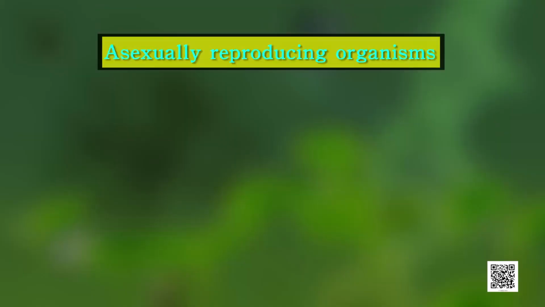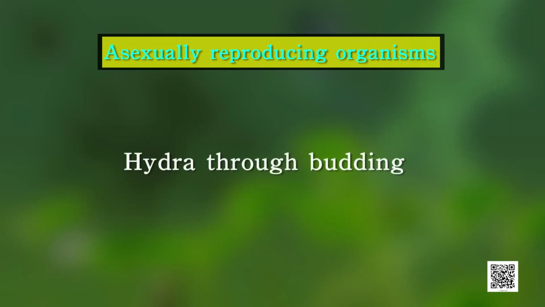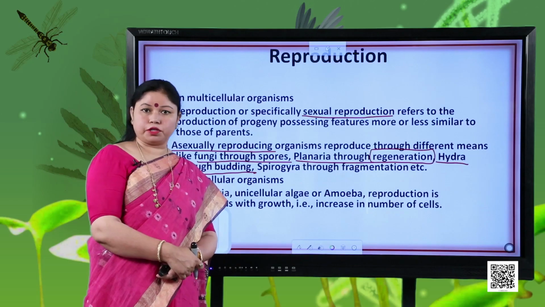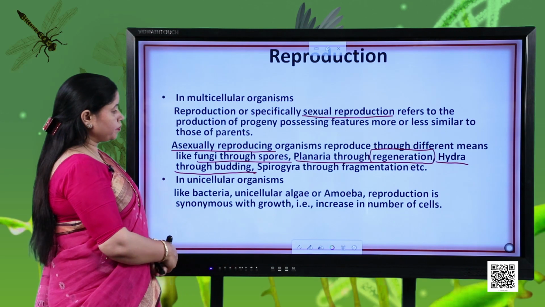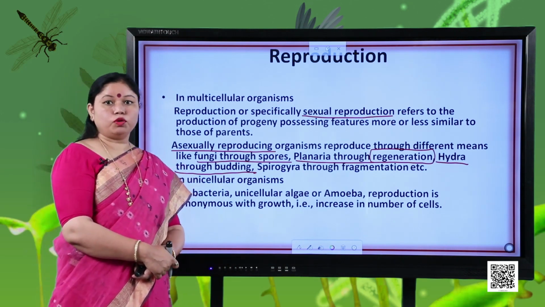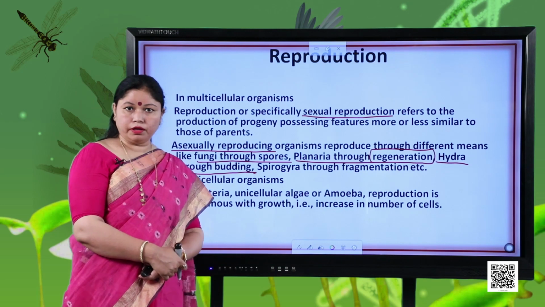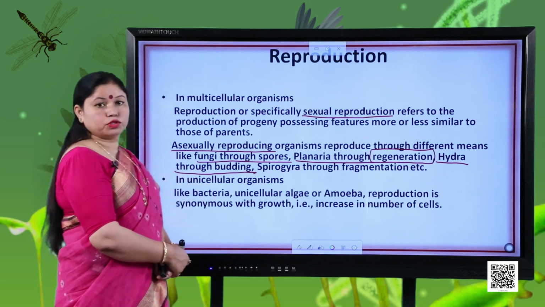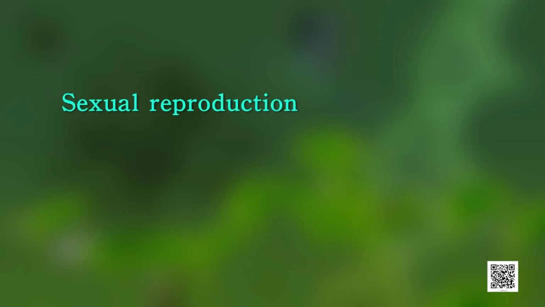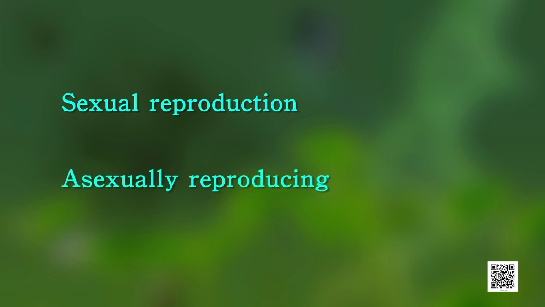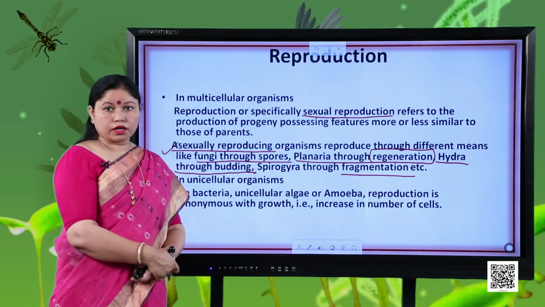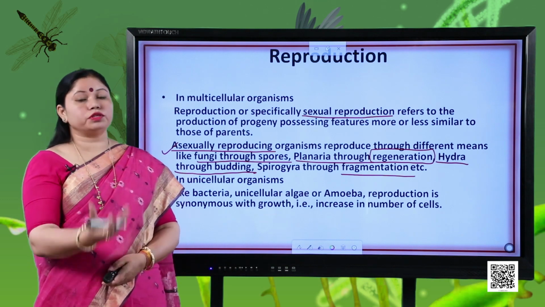Hydra: you must have heard the word budding. That budding is a process of reproduction. It's a process of asexual reproduction in Hydra. Spirogyra, the blue-green alga that you observe in a nearby pond, reproduces through fragmentation. So, in multicellular organisms, an organism can adopt a sexual mode of reproduction or an asexual mode of reproduction. Different organisms which reproduce asexually at times or in different situations may also resort to sexual mode of reproduction.